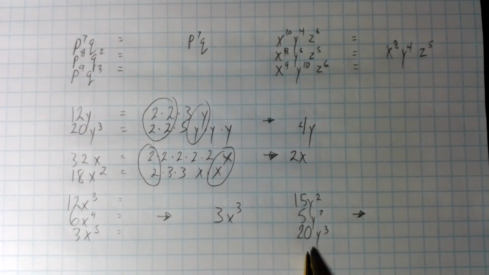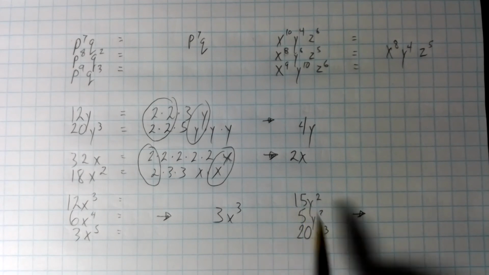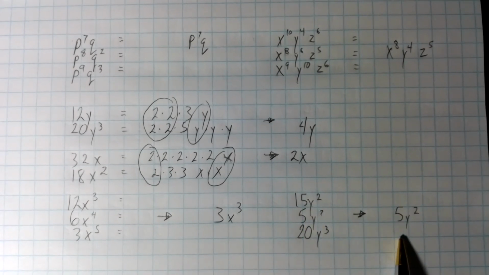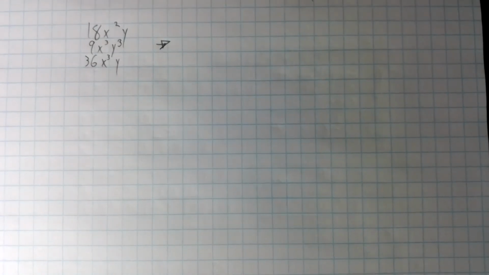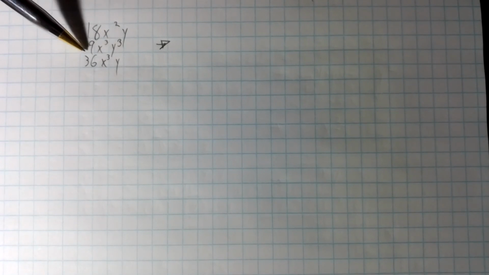For my next 3 products, I know I'm going to need a 5. That is a factor of each of these. And I have 2 y's. So 5y squared is my greatest common factor. And folks, that is about how fast you should be able to find the greatest common factor for something like this. Alright, for my next numbers, 18x squared y, and then 9x cubed y cubed, and 36x cubed y.